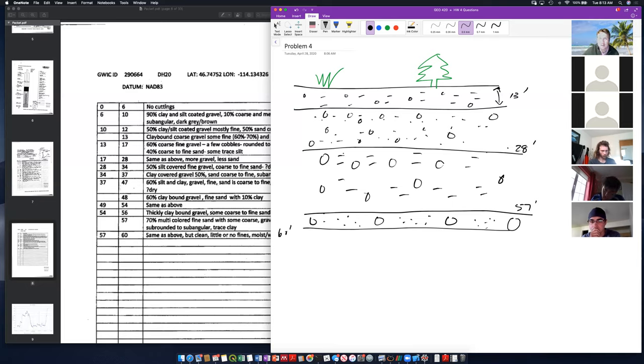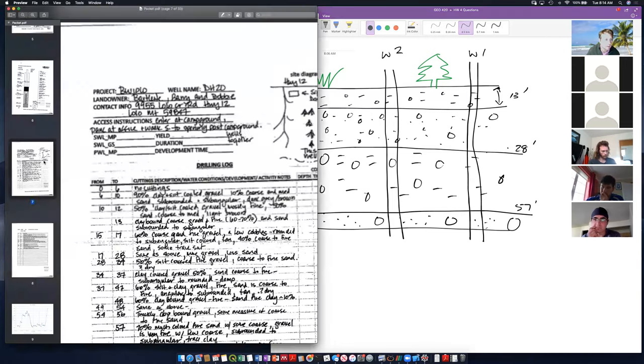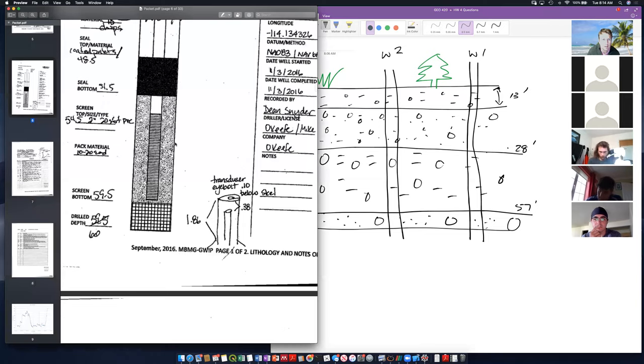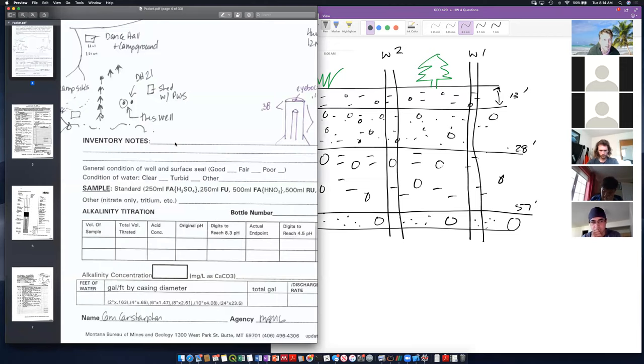What I want you to do is start to be able to sketch. So here's, this would be for, well, one. This is my lithology. Then we'd come over here to well two and we'd plot its lithology. So we just did well, we just did Dance Hall 21.